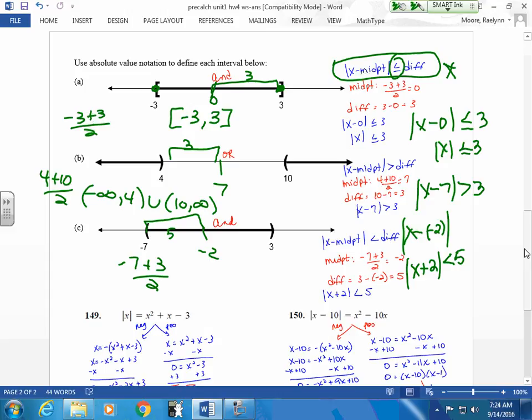Good with these? Okay. Kind of a cool way to come up with those equations.